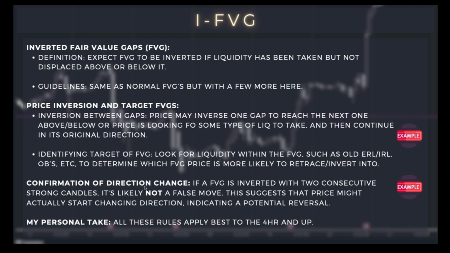Next is confirmation of direction change. If a fair value gap is inverted with 2 consecutive strong candles, it's likely not a false move. This suggests that price might actually start changing direction, indicating a potential reversal. Now, this is not 100%, but I've noticed this a lot, and it seems to do pretty well, especially if you start adding up a few more things to add more context to this. So I'm going to show you a quick example actually.